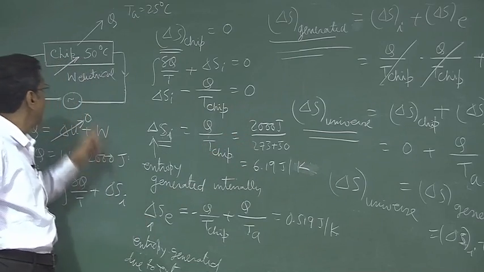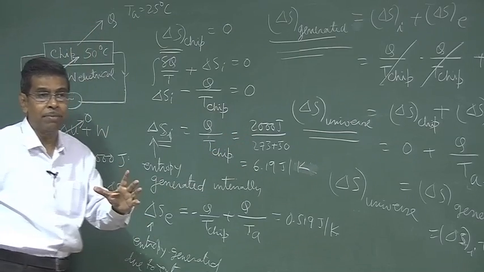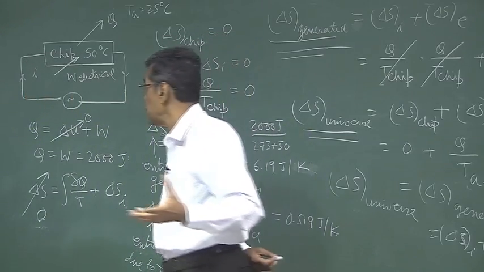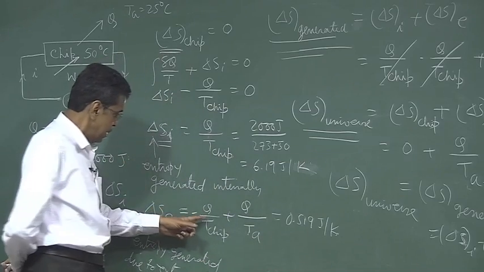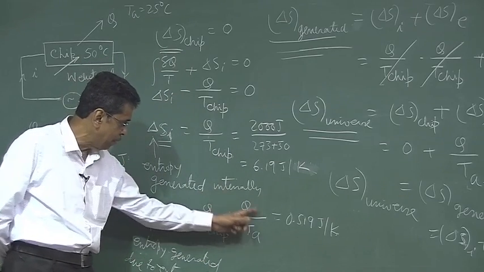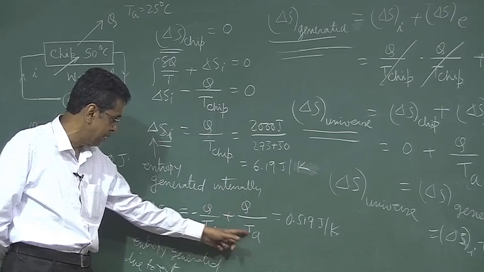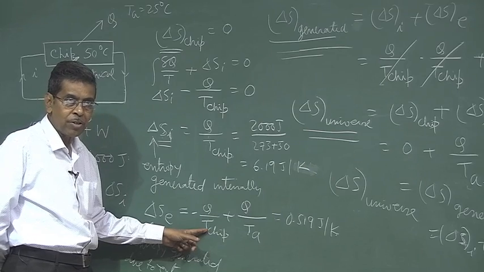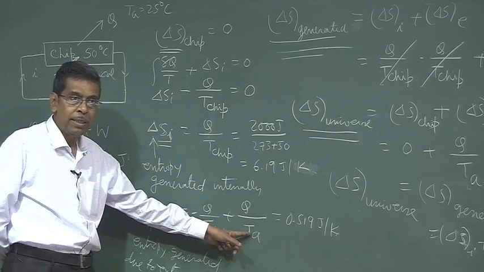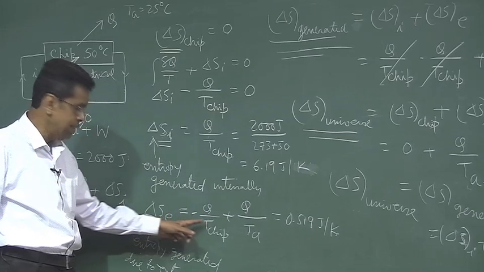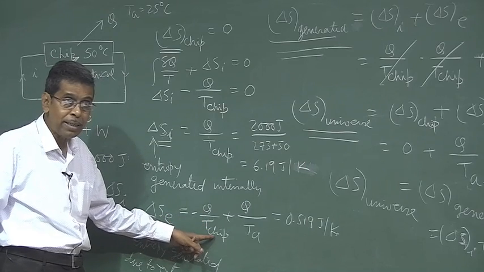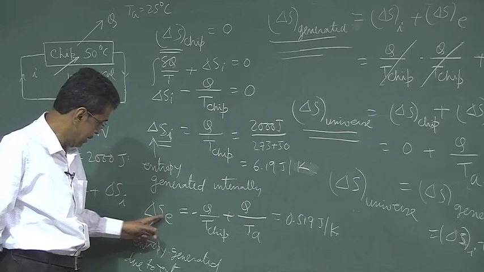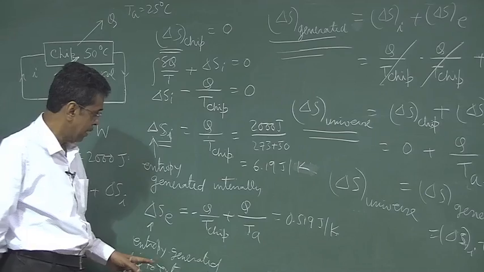Now the entropy change due to external irreversibility. I told you that external irreversibility is the irreversibility due to heat transfer through a finite temperature difference. So the entropy change for this type of irreversibility will be like this. The chip has this entropy decrease and the surroundings have this entropy increase. This is the boundary temperature of the chip, where it transfers the heat to the immediate surroundings. So this is delta Se, the entropy generated due to external irreversibility.